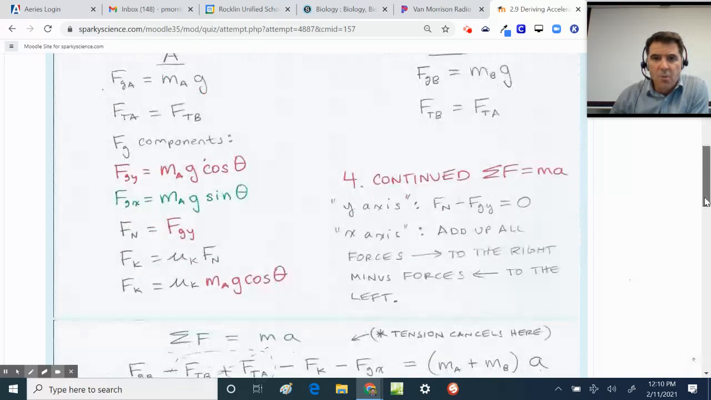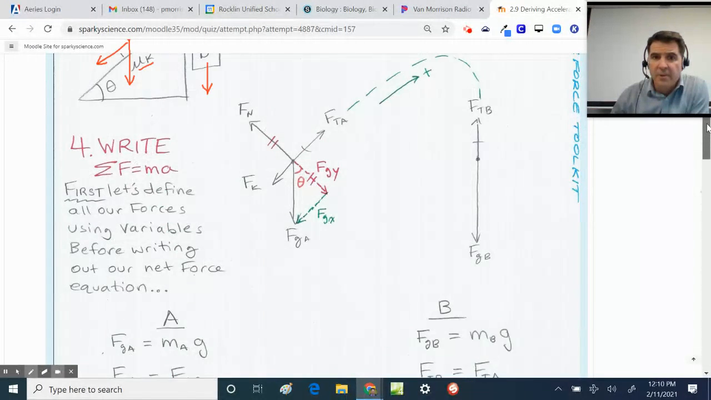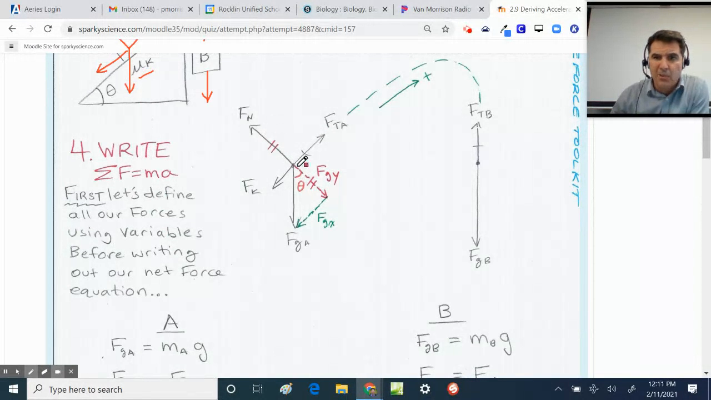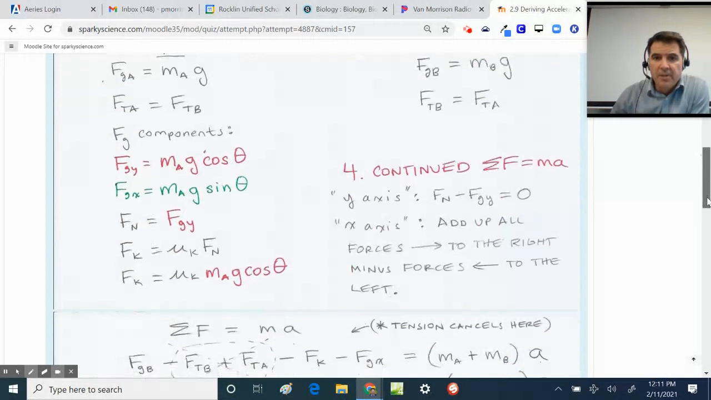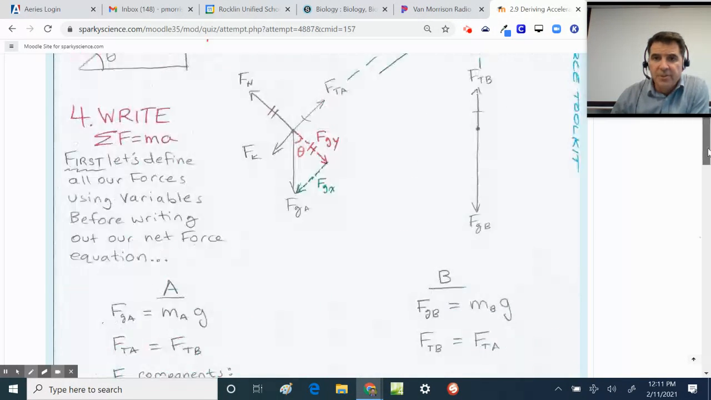But so in the y-axis, they add up to 0, right? Because Fn and Fgy cancel, as we said before. It's not going to jump up. It's not going to go into the hill. They're going to cancel each other out. However, in the x-axis, we're going to add up all the forces to the right minus all the forces to the left. So let's consider what we have.